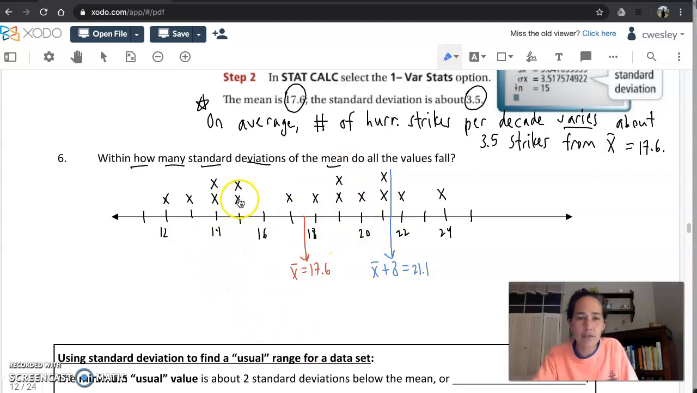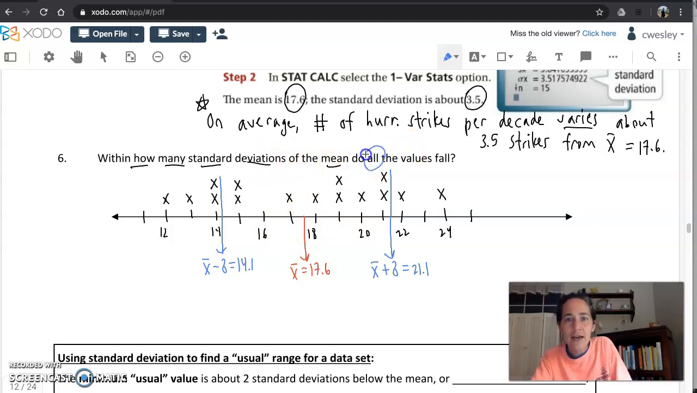How about below the mean? Let's try the same thing but to the left. I'm going to take 17.6 minus 3.5, and I get 14.1. A couple of those just don't make it. So the mean minus 1 standard deviation gives you 14.1. And we can tell all these 1, 2, 3, 4, 5, 6, 7, 8, 9 values fall within 1 standard deviation of the mean. Now that doesn't really answer the questions.